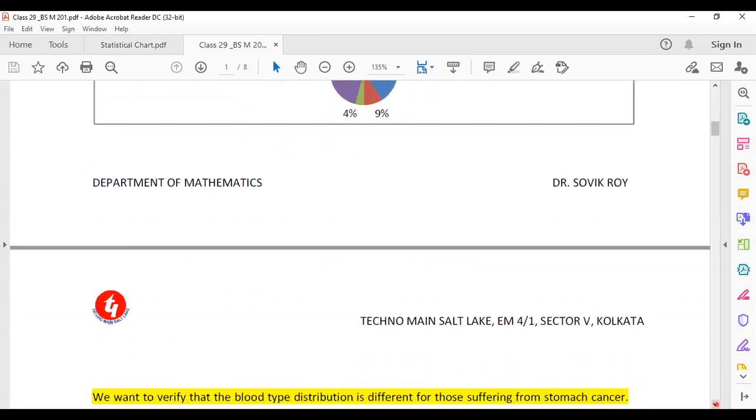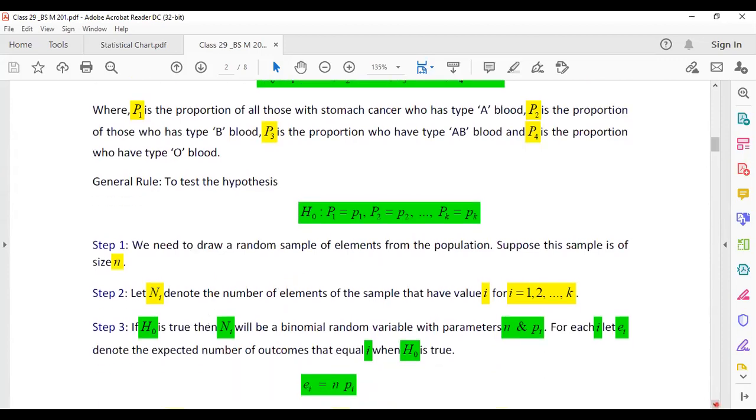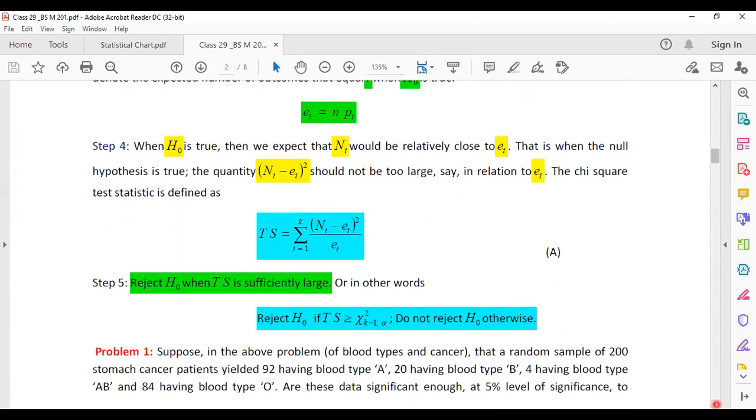So this is the example which I discussed over here. I also explained that this is the test statistic, and it is the ratio of the square of the deviation of the observations to the expected observation. And I also told that if the test statistic is greater than the tabulated value of chi-square, we reject H naught, otherwise we accept H naught.